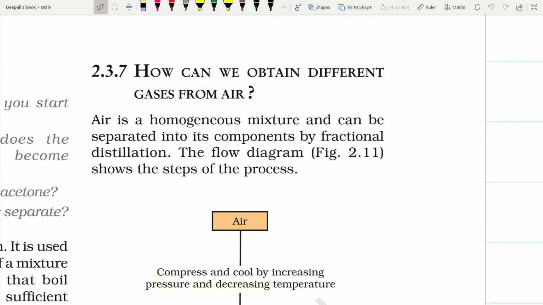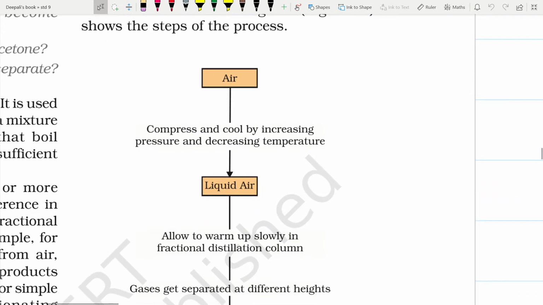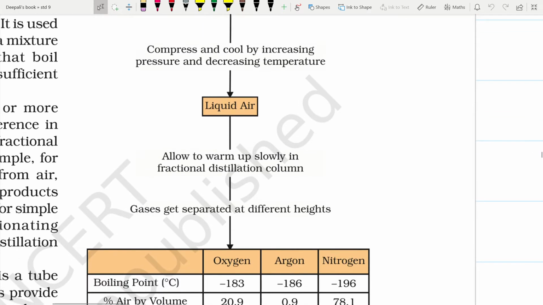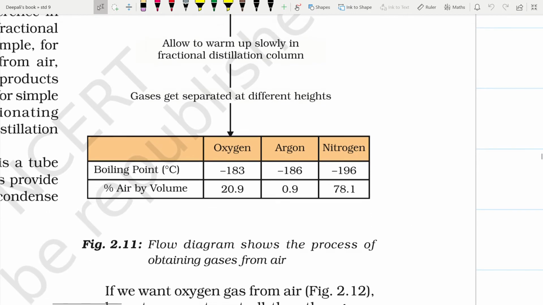The flow diagram shows the steps of the process. Air: compress and cool by increasing pressure and decreasing temperature. Liquid air: allow to warm up slowly in a fractional distillation column. Gases get separated at different heights. The boiling point of oxygen is minus 183 and it contains volume of 20.9, argon minus 186 and 0.9, and nitrogen minus 196 and 78.1.